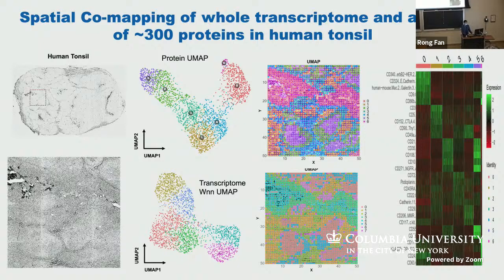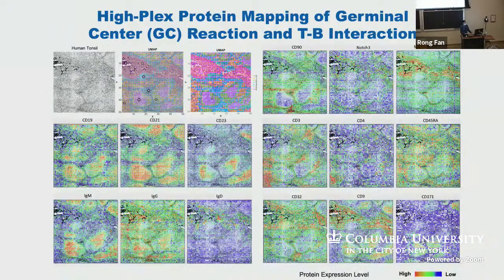And from the same tissue, we also sequenced the whole transcriptome. We can perform unsupervised clustering of the whole transcriptome, and I think the clusters in the spatial context match each other reasonably well. You can also look at individual proteins, for B cells or T cells, CD3, CD4 in the T cell zone, and those in the B cell follicles. Also, you can look at functional protein markers like IgG, IgM, IgD.